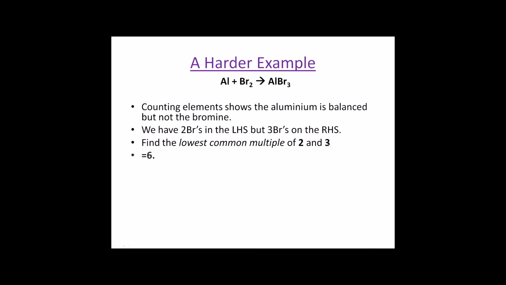I'm not going to show you how to find lowest common multiples, it's a maths lesson. Something you should be able to do by GCSE, I think. And the answer is 6. If you're unsure about how to find lowest common multiples, what you can do if you've got two numbers that are not double or triple is just times these two numbers together. So 6. Now what that tells us is how many bromines we should try and have on each side. So we should aim to have 6 bromines on each side.